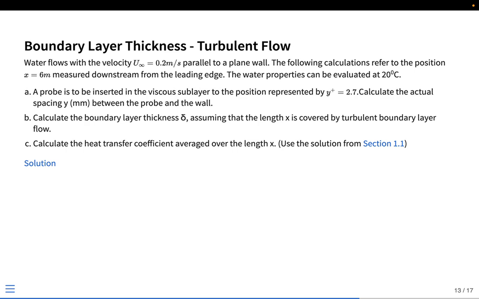Calculate the actual spacing between the probe and the wall. Calculate the boundary layer thickness and calculate the heat transfer coefficient averaged over the length x.